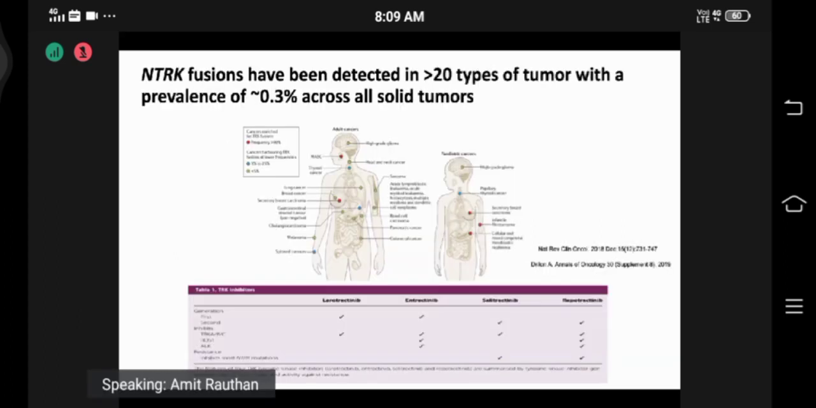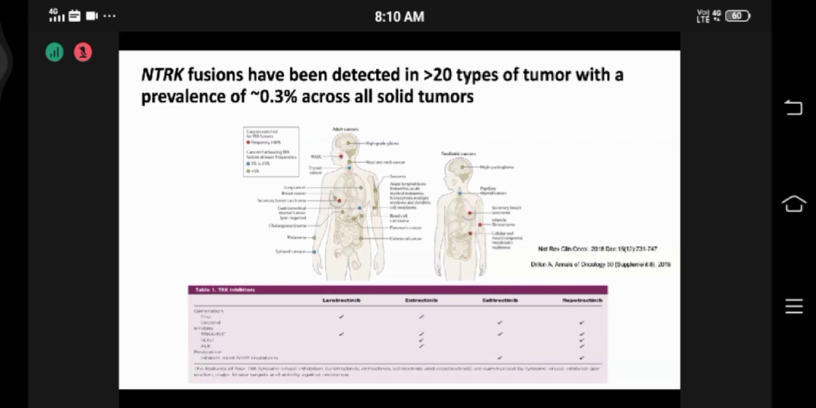Another abnormality, very rare, NTRK fusions. Now, NTRK fusions have an agnostic approval because there are drugs which work very well, but they are so rare to find. On the whole, if you put all solid tumors together, they are present in less than 0.3%. But there are certain cancers where they are present in very high frequency.